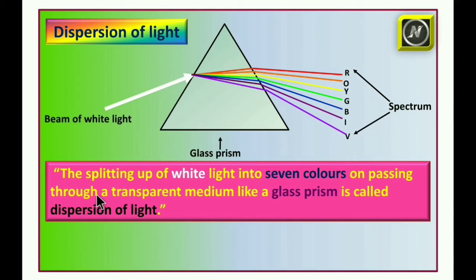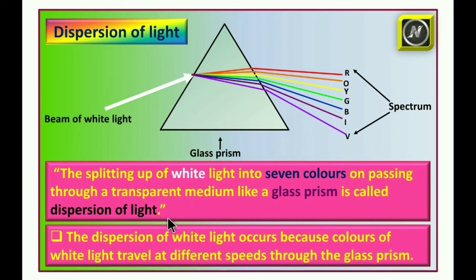The splitting up of white light into 7 colors while passing through a transparent medium like a glass prism is called dispersion of light. What is happening? Splitting up of white light into 7 colors while passing through a transparent medium like a glass prism is called dispersion of light.